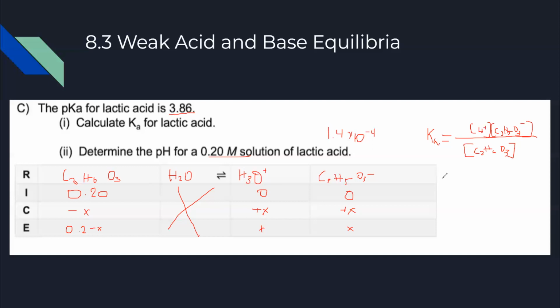So now we have 1.4 times 10 to the negative 4 equals x squared over 0.2. And you can take out the x over here, as the amount of hydronium, or the amount of x, will be negligible, so you can just cross out the x. So you can multiply both sides by 0.2.